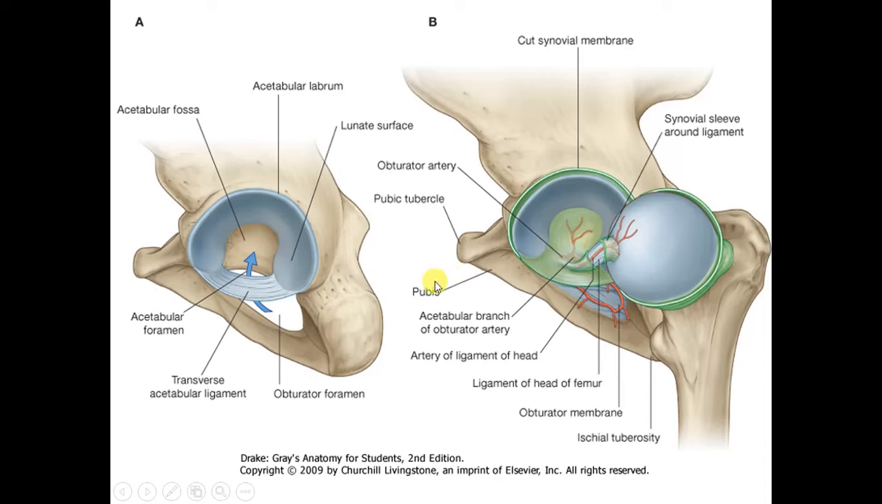notch here. And here the notch is completed by a ligament, the transverse acetabular ligament, between the two free margins of the acetabulum, and below this ligament will be the acetabular foramina, that will convert the notch into a foramina. So the acetabular notch is converted into a foramina by the transverse acetabular ligament.